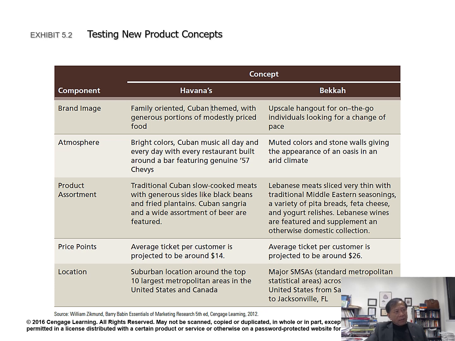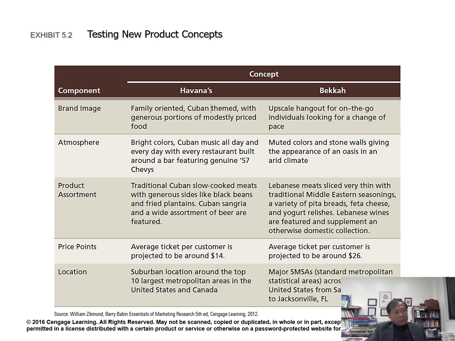Atmosphere: at Havanas, you have bright colors, Cuban music all day and every day, with a restaurant built around the bar featuring a genuine '57 Chevy. At Becca, you may want muted colors and stone walls giving the appearance of an oasis in an arid climate. Product assortment: what kind of food do you want to offer at Havanas? Traditional Cuban slow-cooked meats in generous sizes, like black beans and fried plantains. Cuban sangria and a wide assortment of beer are featured.